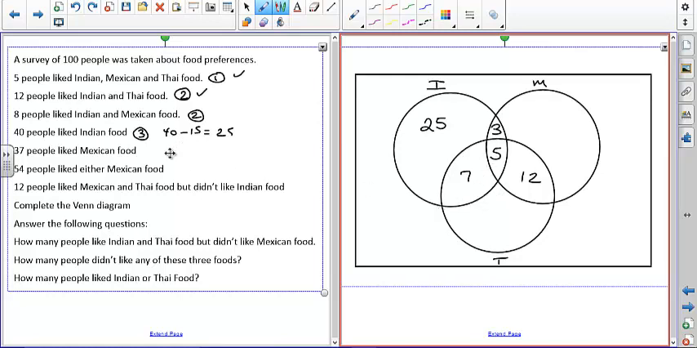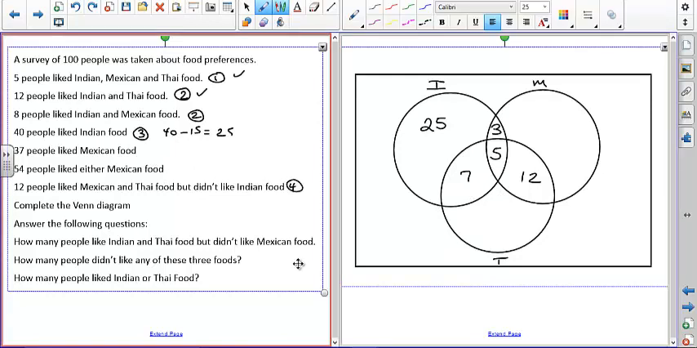That helps out a lot because now, which one did we use next? We used this one, 4. Now we can go back. 37 people liked Mexican food. So here's Mexican food. This plus this plus this plus that equals 37. So we'll take 37 and subtract the other 3 added together: 3 plus 5 is 8, plus 12 is 20. So we subtract that, and we get 17 in here.